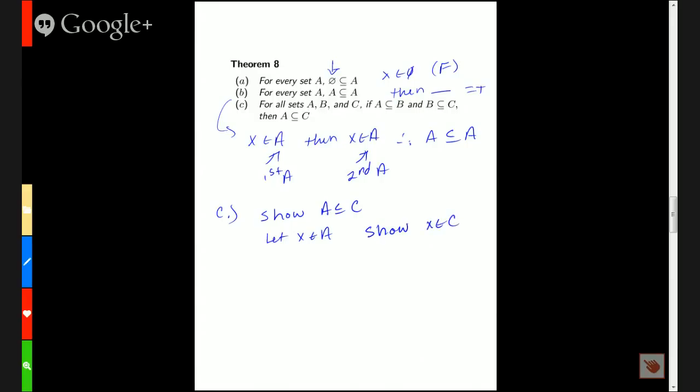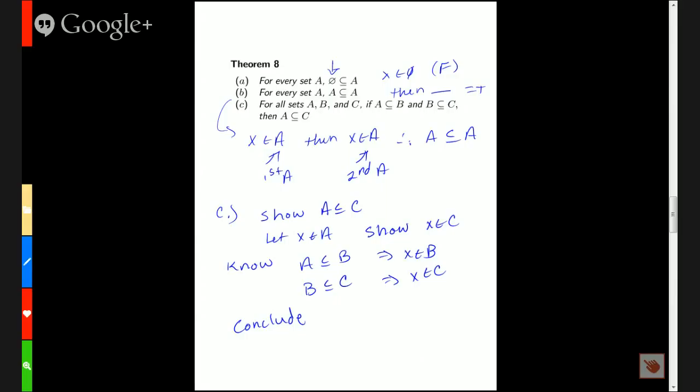But what do you know? A is a subset of B, which tells you X has to be in B, because everything in A lives in B. That's what it means for A to be a subset of B. We also know that B is a subset of C, so that says X has to be in C. And then we're going to conclude. Does that make sense?